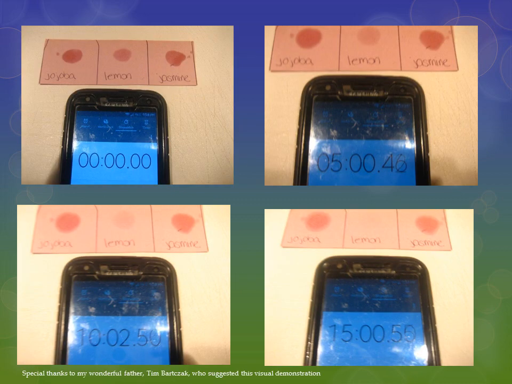So this is a test you can do at home to see if the essential oils you have purchased are diluted down with fixed oils or carrier oils.